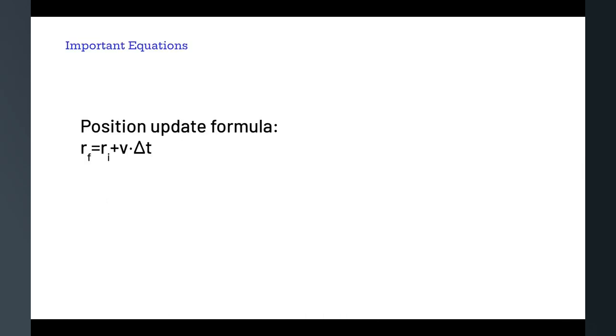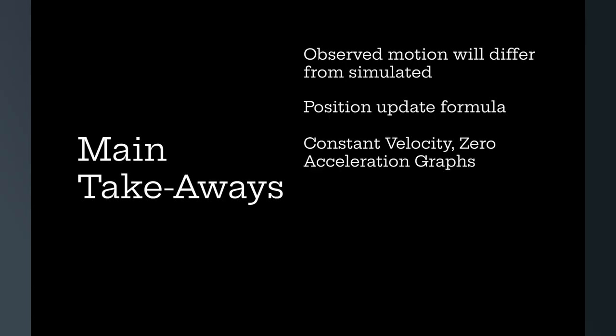The most important equation that I'll be working with is R final equals R initial plus V times delta T, and that is the position update formula. This allows us to measure or predict where an object would be given constant velocity, or if we're assuming non-constant force, it would be V final. Constant force is V average. However, we're assuming that this is net force equals 0.